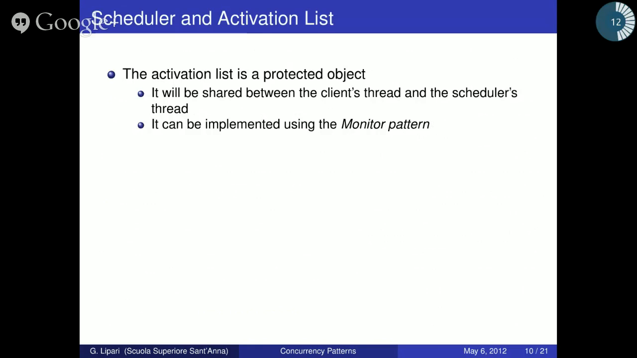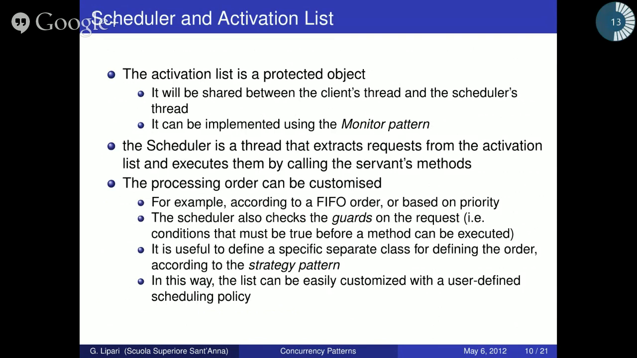The activation list is a protected object. It's shared between the client's thread and the scheduler thread, and can be implemented using the monitor pattern, so basically mutex and condition variables. The scheduler is a thread that extracts the requests from the activation list and executes them by calling the servant's methods. Okay, so basically the scheduler is the actual thread of the server, which executes the requests one after the other. And the processing order can be customized, for example, FIFO or based on priority or whatever.